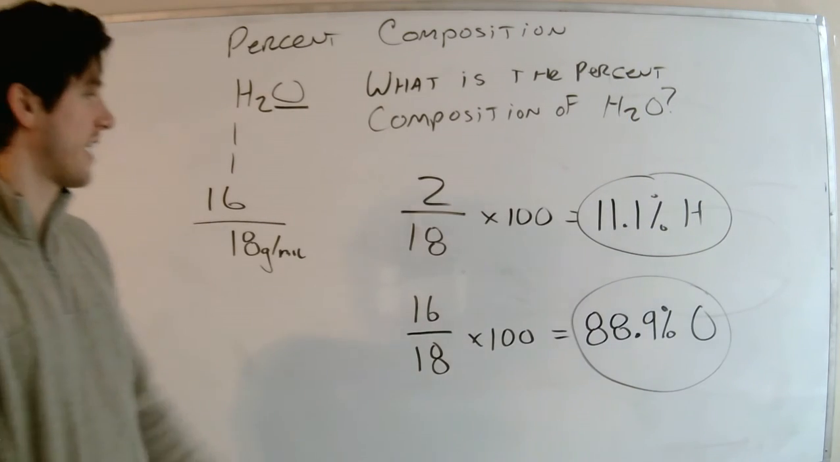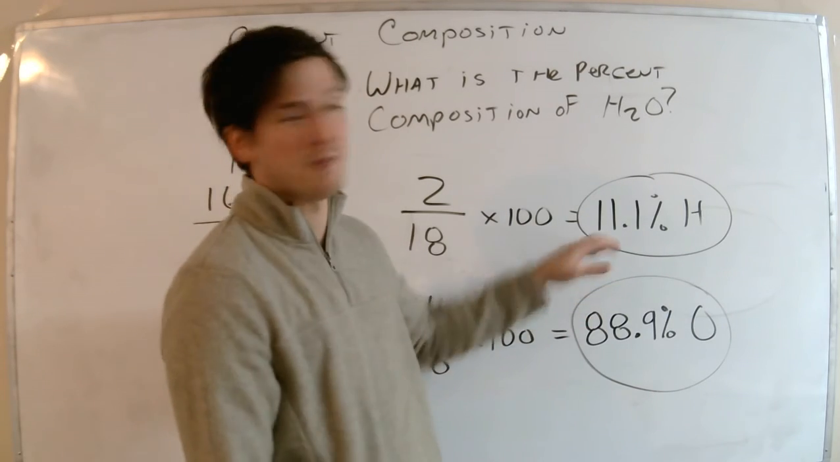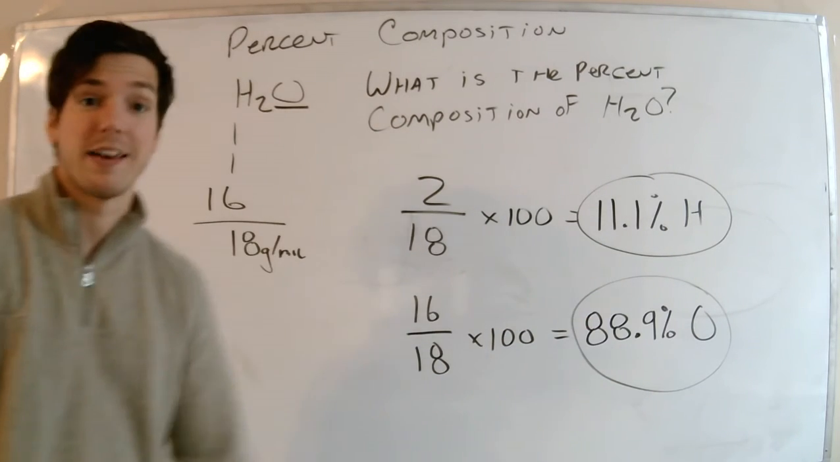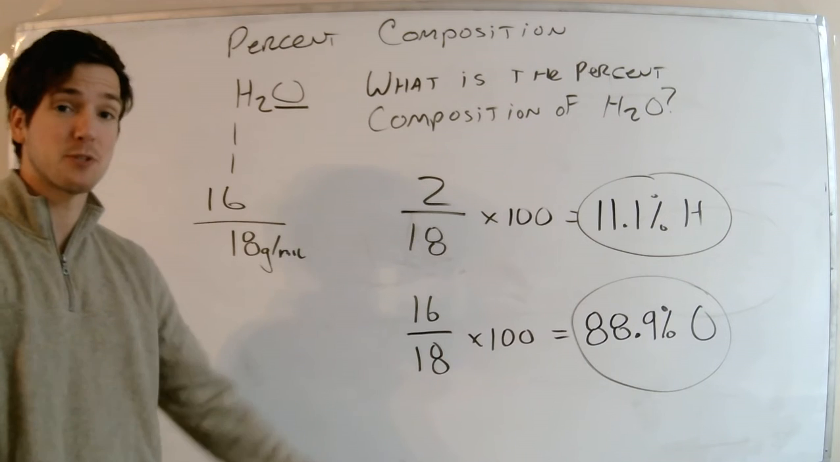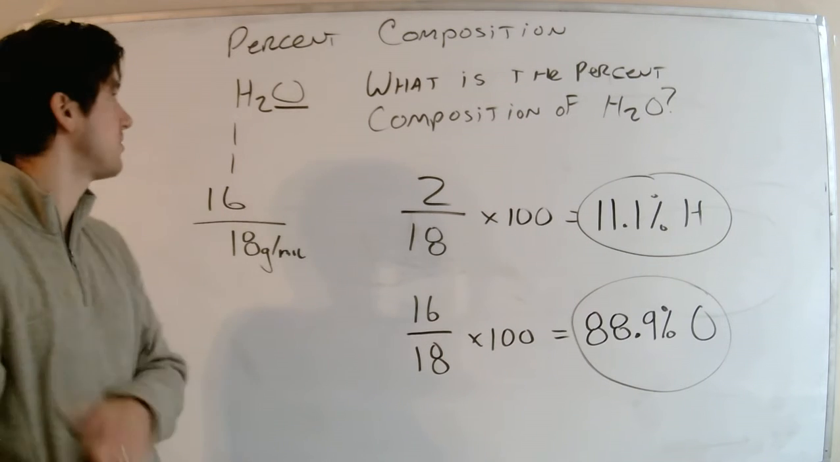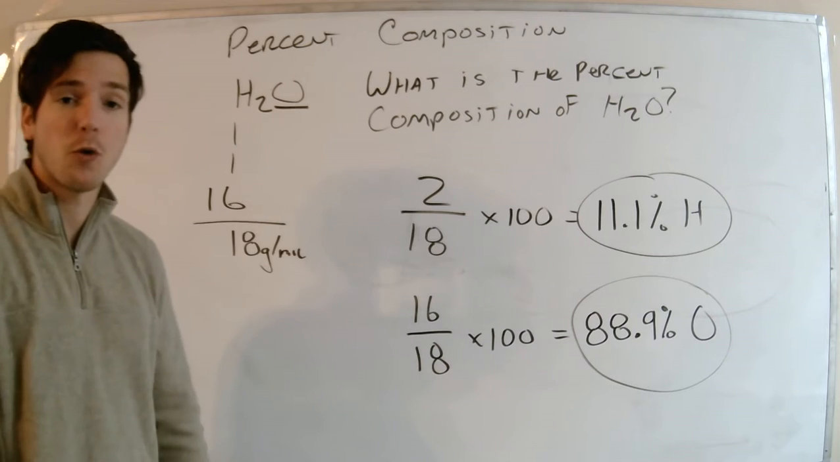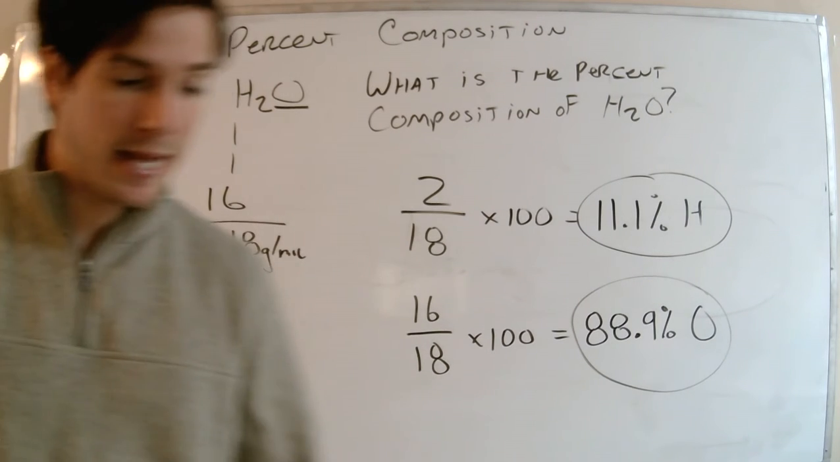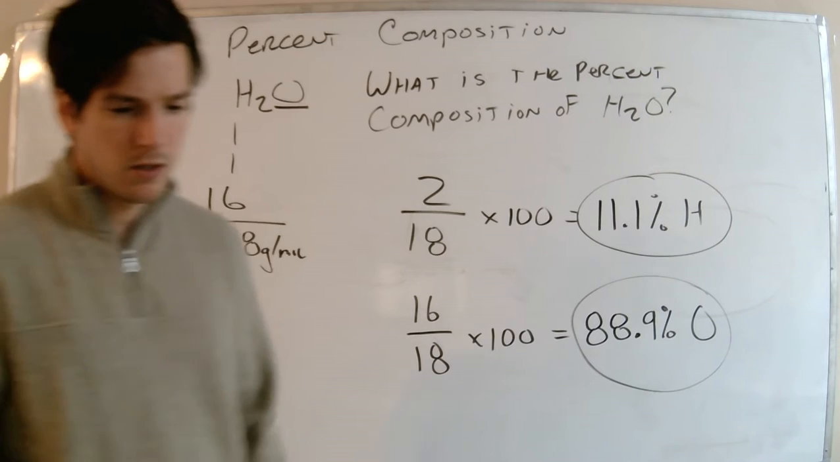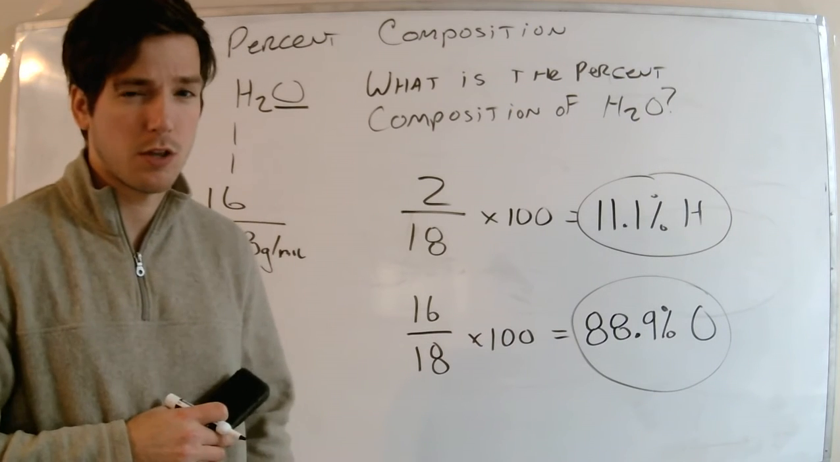Again, you can just take that out of 100. You could have taken 100 minus 11.1, and you would have gotten 88.9. So that's percent composition. All we're doing is taking the molar mass of each individual atom and putting it over the total and timesing it by 100. So let's do another one, okay?